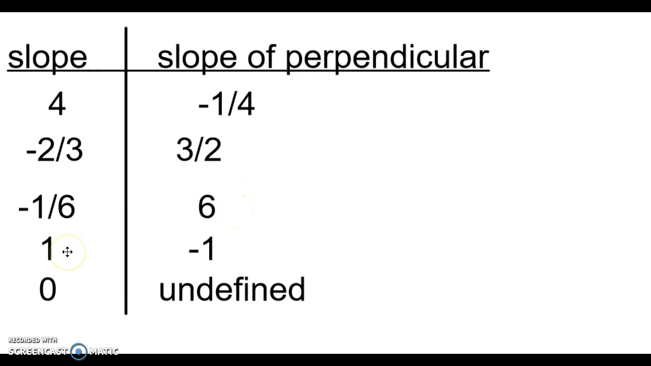Now, if you have a slope of 1, when you flip 1 over 1, that's the same as 1 over 1, and you make it negative. So 1 and negative 1 are opposite reciprocal slopes. And if I have a slope of 0, that's the same as 0 over 1. If I write it as 1 over 0, that's undefined. Remember, you can't have a 0 in the denominator. So take a minute, pause the tape, and write it down if you need to.